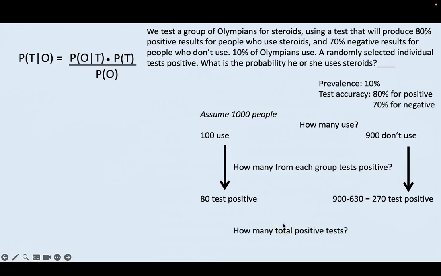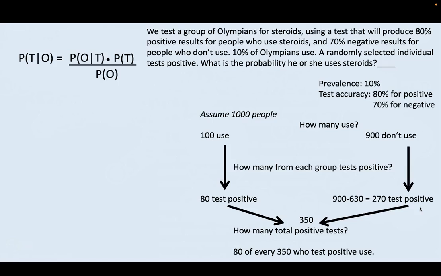Then how many total positive tests? Well, you get 80 from people who are users, 270 from people who aren't. So there's 350 total positive tests. So as we saw before, the odds that you're a user if you test positive are 80 out of 350. That is, out of every 350 positive tests, 80 come from people who are actually users.